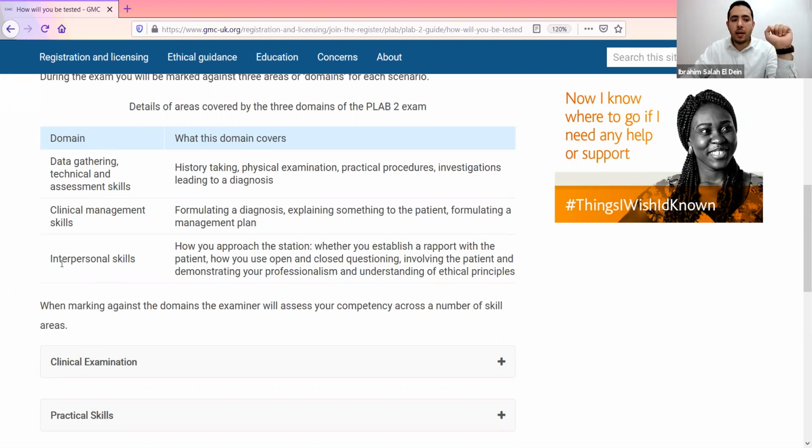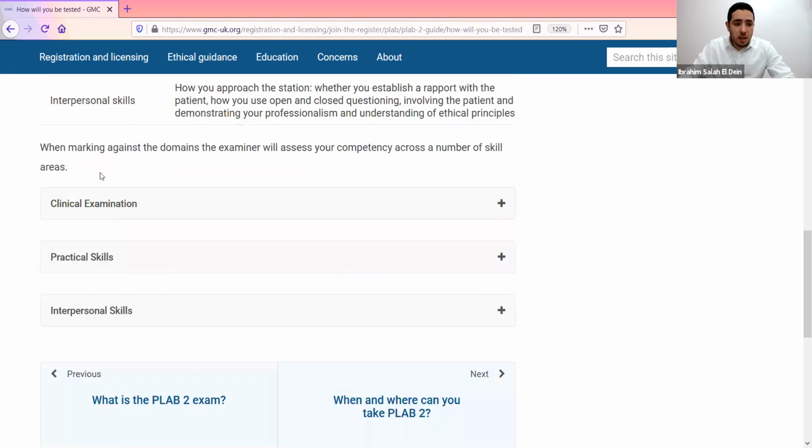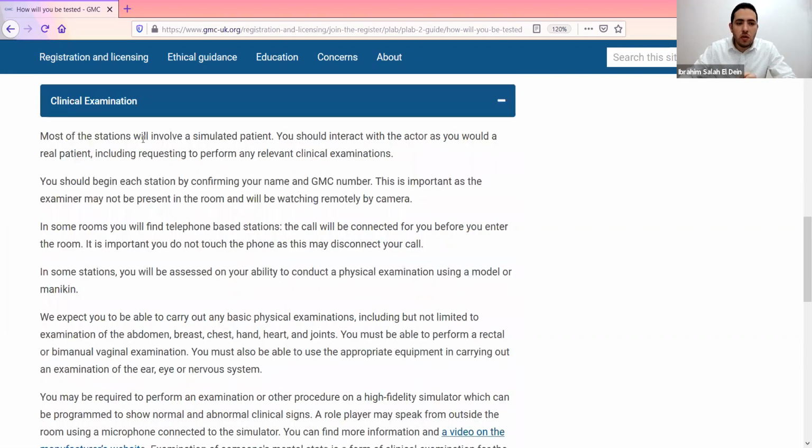Okay, and there are some specific interpersonal skills. I will tell you about them in each specific station. We will come to it later. Okay, so these are the parts of the exam. When marking against the domain, the examiner will assess your competency across a number of skill areas. Okay, this is a clinical examination. Most of the stations will involve simulated patients. You should interact with the actor as you would with a real patient, including requesting to perform any relevant clinical examination.